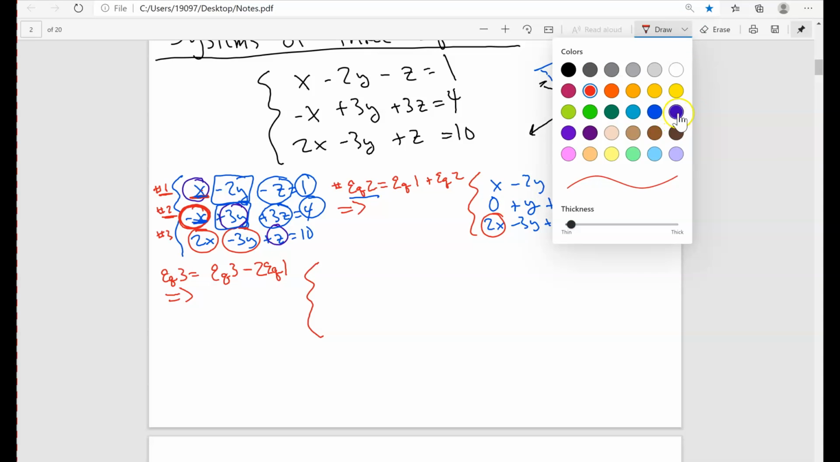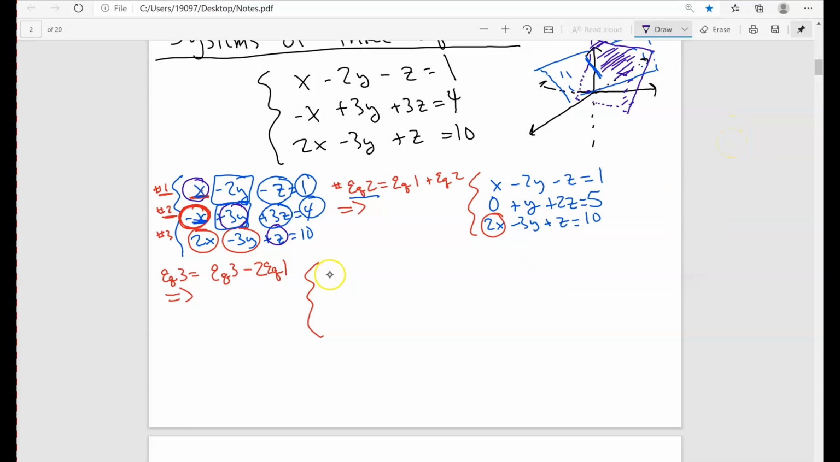So because I'm working with equation number 3, equation number 1 and equation number 2 are going to stay the same. And the only one that I'm going to work with is equation number 3. So I'm going to take equation 3 and subtract twice equation 1. That's going to give me 0.